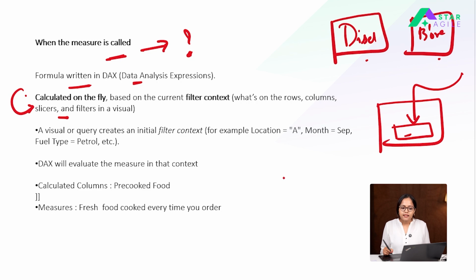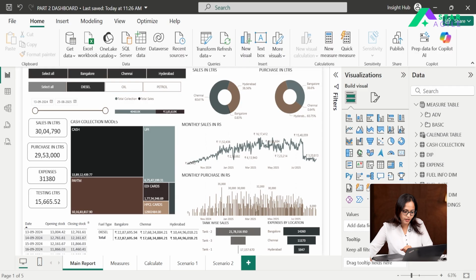So that is the measure, and you'll be seeing the difference between a calculated column and a measure. A calculated column is pre-cooked food and a measure is freshly cooked food. So what do you mean by this? Let's dive into the dashboard and see what it means.